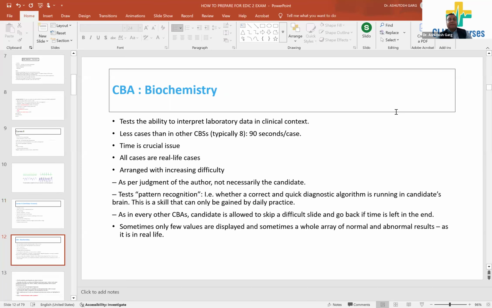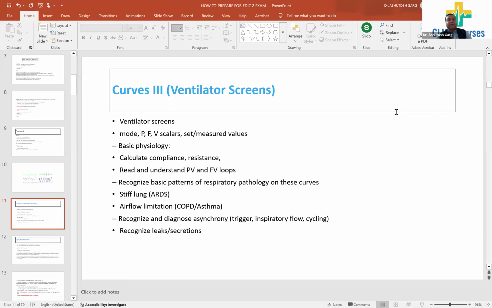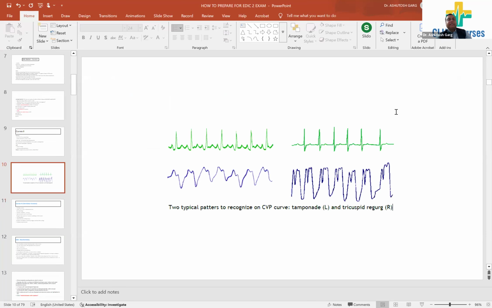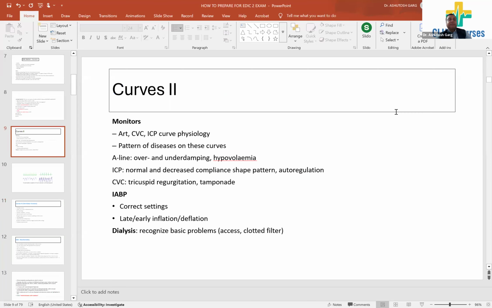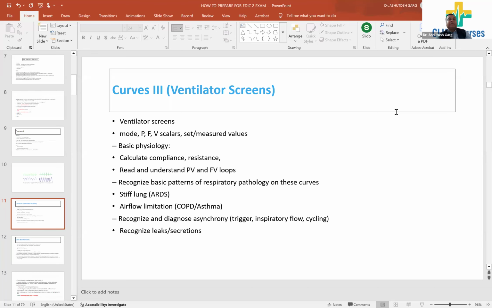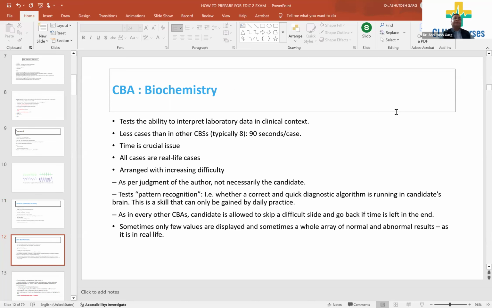So basically 3 types of questions can be asked in the curve station. One is ECG, another is the monitors, and third one is the ventilator. So in 10 to 12 questions, 3 or 4 questions related to ECG, 3 or 4 questions related to the monitors, and 3 or 4 questions related to the ventilator graphics. So this is the pattern of station one, which is curves.